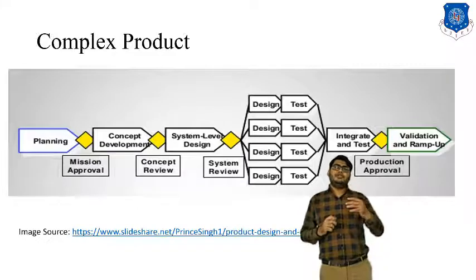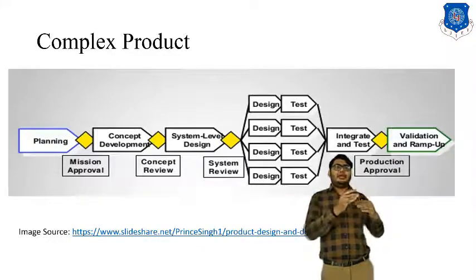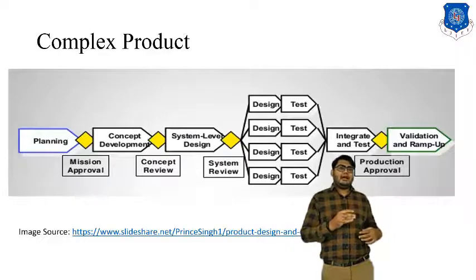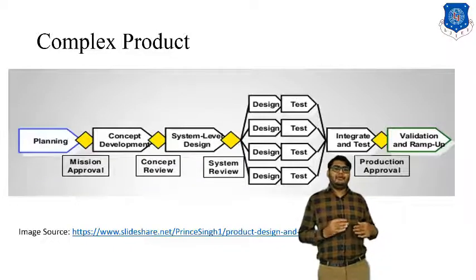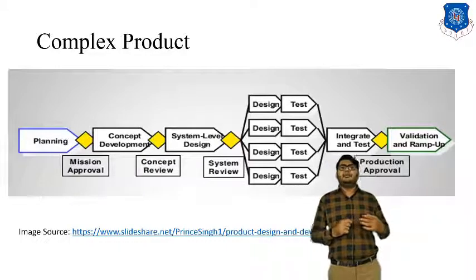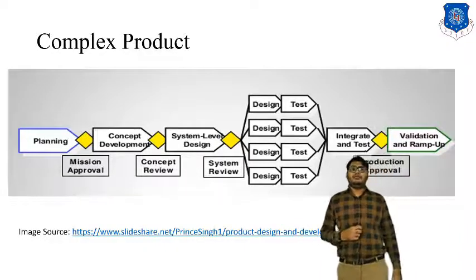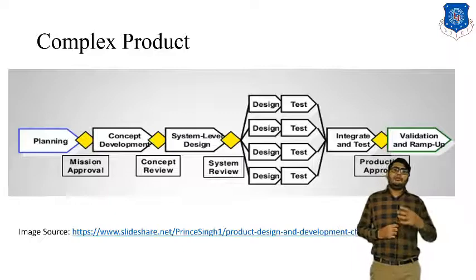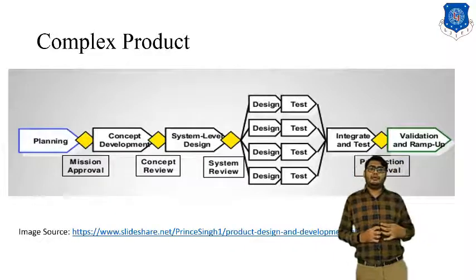And after all these designs are done, we integrate and test the entire design. After the entire design is tested, then we validate and ramp up the production. We go for production approval and we start producing the product. This is what a complex product design will look like. It is a very complex process.